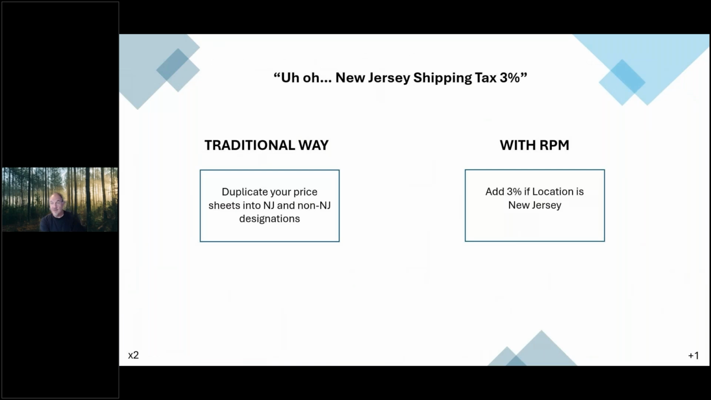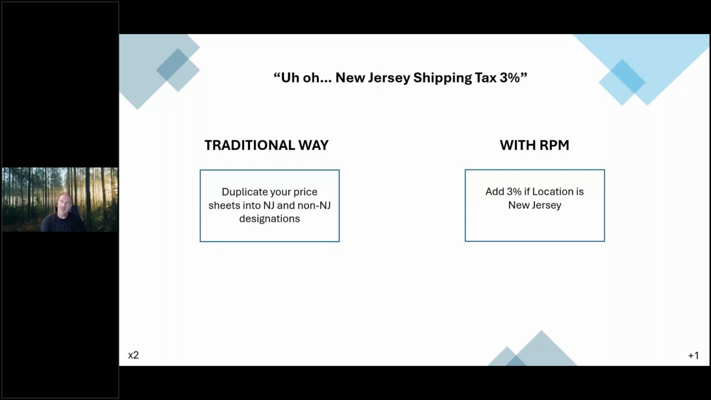So let's suppose that you've still got that working. The reality is that 2 years from now, New Jersey is going to slap a shipping tax on you for 3%. Well, if you had to deal with the number of worksheets you're doing, you're going to have to double the number of records that you have again. You're going to have to duplicate your price sheets and divide them into New Jersey and non-New Jersey designations. If you're using Rockton Pricing Management, you simply need to add 3% if the location you're shipping from is New Jersey. 1 record versus doubling all the records that you have.